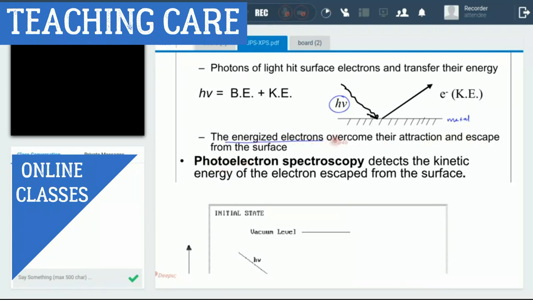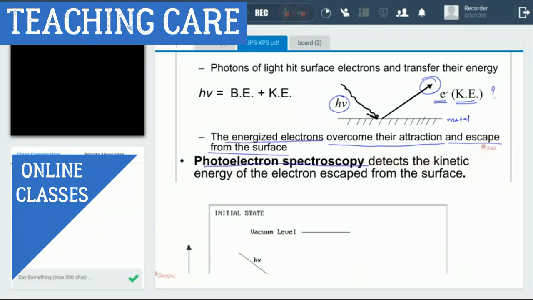The energized electron, the electron which is present in the outermost shell, will be excited, overcome its attraction and escape from the surface. Because it is excited by energy, it is revolving with maximum speed, so it will go out of its shell, come out of the metal atom and escape. This is the electron with its velocity and kinetic energy, the energy possessed by the moving electron, which is going to be measured.